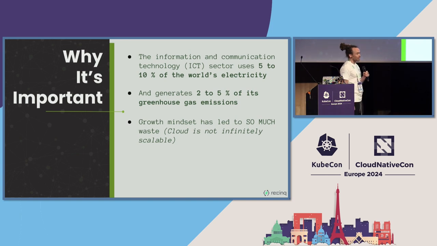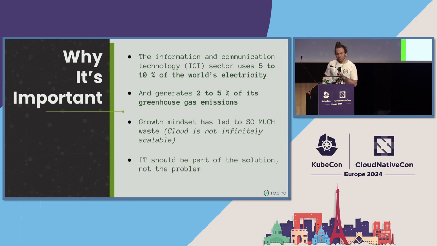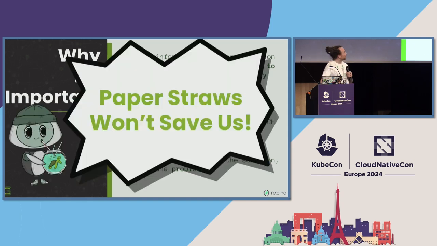When we moved to the cloud, we had this idea of the infinitely scalable cloud. You can pretty much set up any of your applications in minutes. You don't really care about optimization as much. Obviously, it does come into effect at some point. And with this in mind, we've slowly started seeing this huge scope creep of redundancy and waste of server utilization. We're hoping that IT should be part of the solution and definitely not part of the problem. And essentially, we have to face the facts. Paper straws just aren't going to save us.